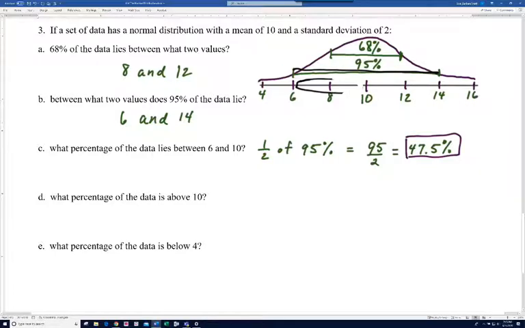All right, let me erase just a little bit here. So I want to be careful not to erase my marks. Oops, I already erased a little bit. I didn't want to. Okay, so it says what percentage of the data is above 10? Well, be careful here. We don't need our 68, 95, 99.7 rule for this. We know that 10 is the mean. And so 50% of the data lies below and 50% of the data lies above. So that was actually a little different problem.